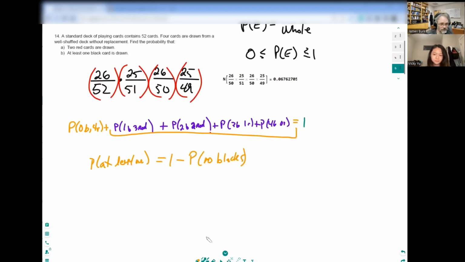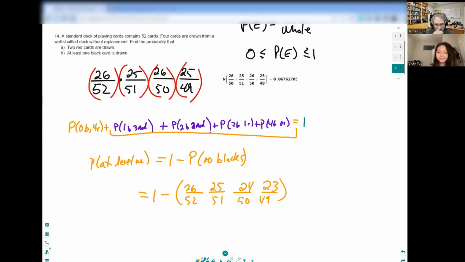So if I have a deck of cards, clear deck of cards, what's the probability of having no blacks? I'm going to draw 4 cards. They're all red. 26 to start off with, then 25, then 24, then 23 left. At least one black picking. See if that makes sense to you. Yeah, it makes sense. Good.